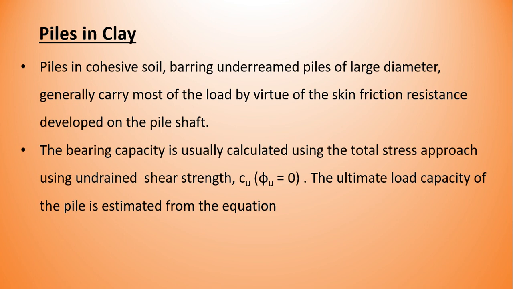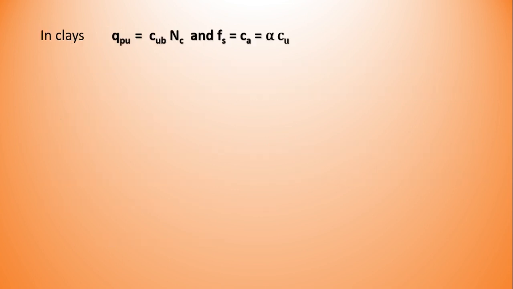The ultimate load capacity of the pile is estimated from the equation QU is equal to QPU AB plus Fs into AS, where QPU is the unit point bearing resistance, and AB is the sectional area of the pile at its base, plus Fs into AS. Fs is the unit skin friction resistance and AS is the surface area of the pile in contact with the soil.